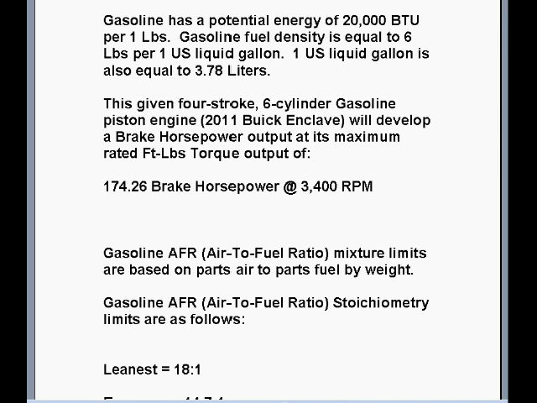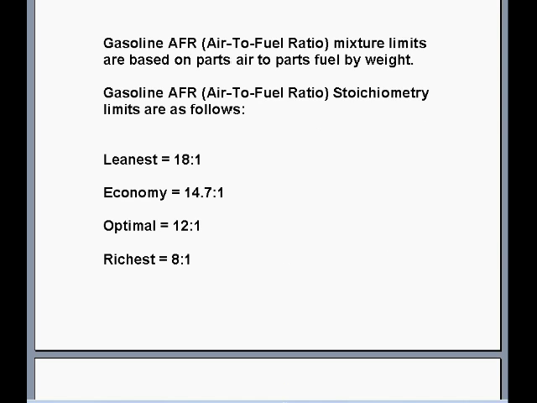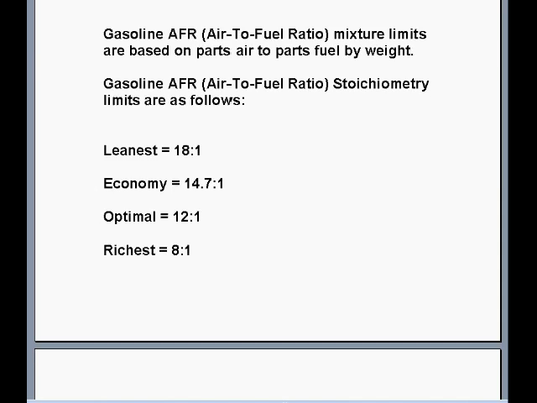This given 4-stroke, 6-cylinder gasoline piston engine on the 2011 Buick Enclave automobile will develop a brake horsepower output at its maximum rated foot-pounds torque output of 174.26 brake horsepower at 3,400 RPM. Gasoline air-to-fuel ratio mixture limits are based on parts air to parts fuel by weight. Gasoline air-to-fuel ratio stoichiometry limits are as follows. The leanest mixture is 18 to 1. Economy is 14.7 to 1, optimal 12 to 1, and the richest 8 to 1.